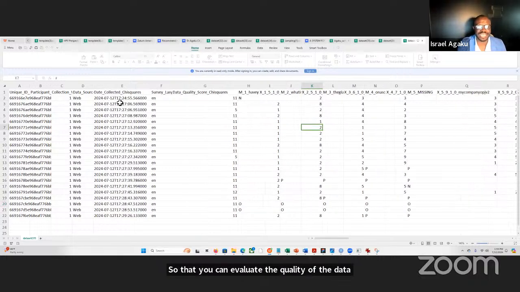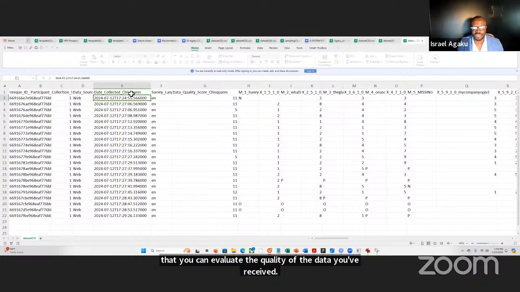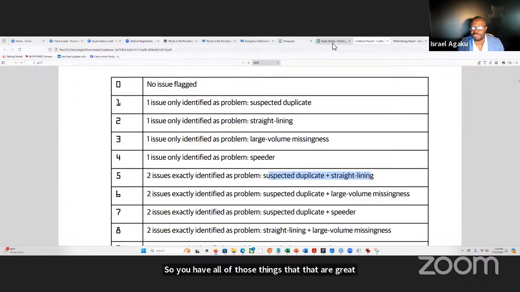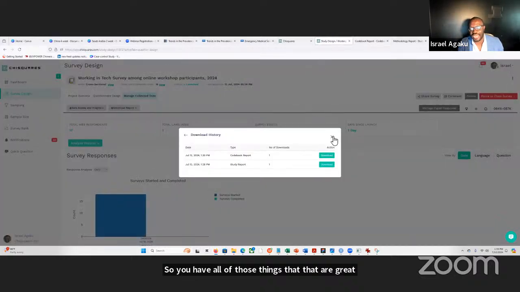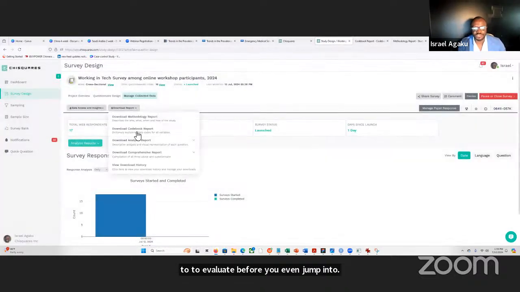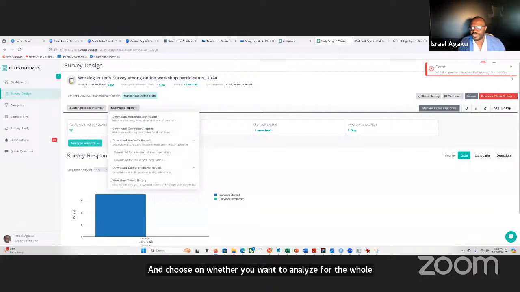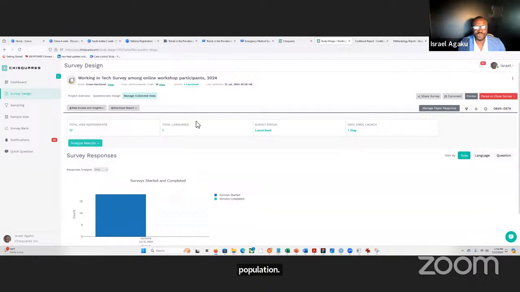You also have the date and timestamp for each respondent, right? So you have all of those things that are great for you to evaluate before you even jump into analyzing the data. To look at a descriptive analysis of the data, you click on the analysis report and choose whether you want to analyze for the whole population or for a subset of the population, right? And so that will allow you to see what kind of visualizations we should put.